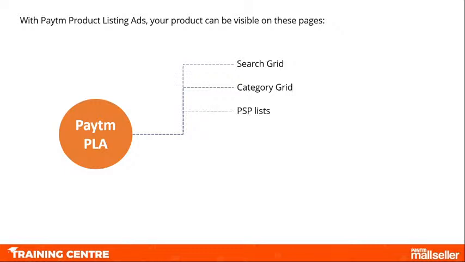Number 3 is PSP list. These are customized landing pages created for the promotional banners. Fourth is product detail page. It shows the sponsored product ads placed on detail pages of products, or product detail pages.